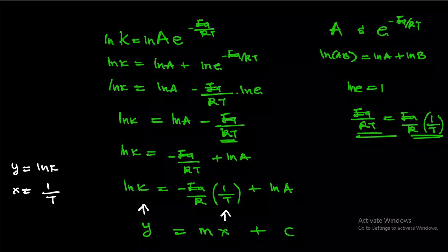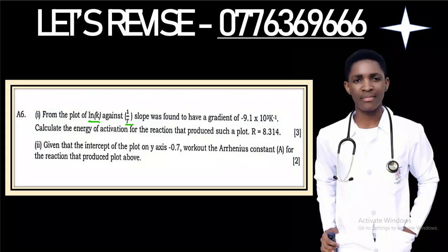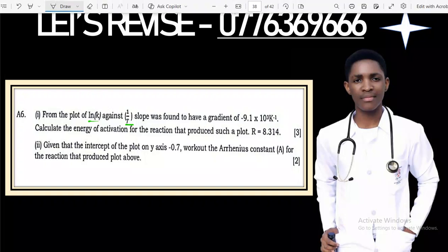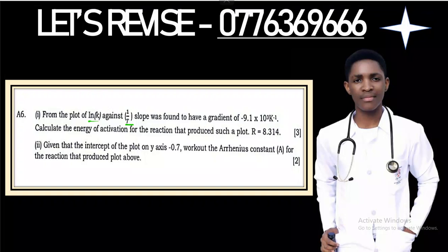And that's why, you guys remember, when you are plotting a graph you always have x versus y. This is how the graph is set between the x-axis and the y-axis. So that's why in the question they mentioned that the graph was between ln k and 1 over T, as you can see here.